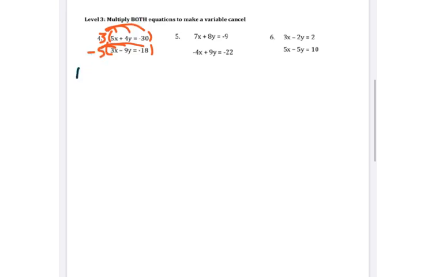3 times 5x is 15x. 3 times 4 is 12y. 3 times negative 30 is negative 90. Negative 5 times 3 is a negative 15x. Negative 5 times negative 8 is a positive 40y. Negative 5 times 18 is negative 90, positive 90.